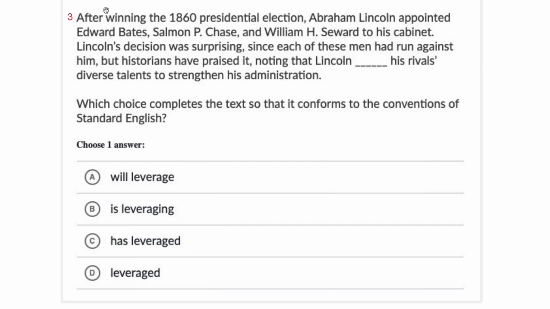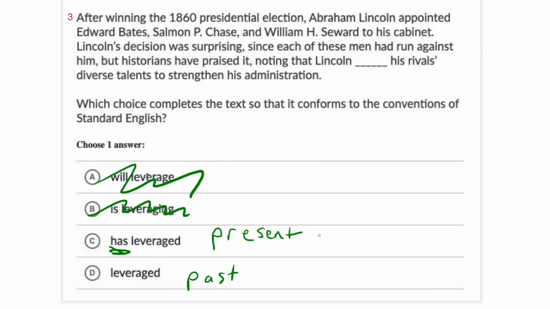Okay, so here we do want to read the whole thing. After winning the election, Lincoln appointed these people to his cabinet. His decision was surprising, since each of these men had run against him, but historians have praised it, noting that Lincoln blank his rivals' diverse talents. Well, we're definitely talking about the past, not the future, not the present. What about C versus D? Well, D is the only one that's actually in the past tense. C would be the present perfect.